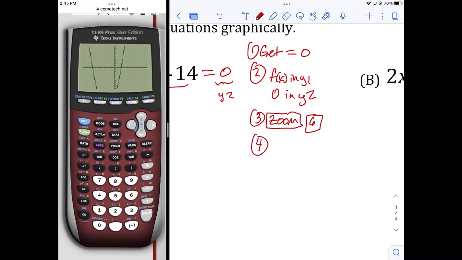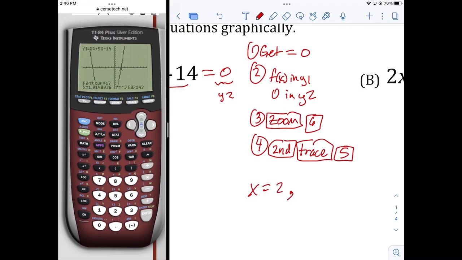Here's how we're going to find them. We're not going to do the 0 command. We're going to do second trace, number 5. And because you graphed 0 in Y2, it'll ask you for your first curve, you hit enter. Second curve, hit enter. And then all you have to do is be close to one of the x-intercepts. I'm closer to the one on the right, so I'll hit enter. And here I get x equals 2.